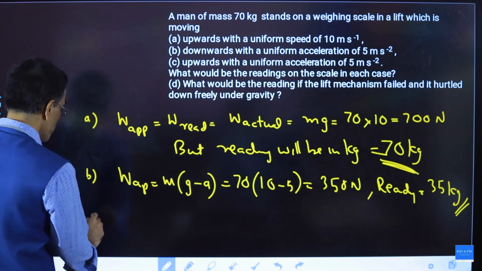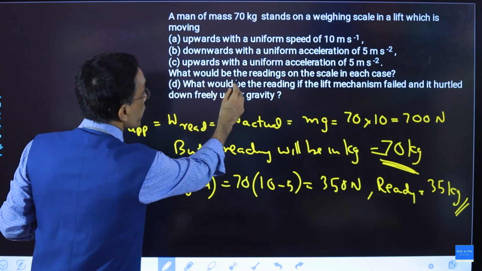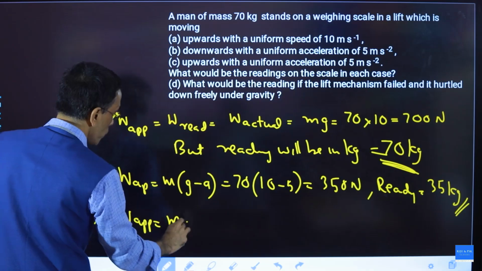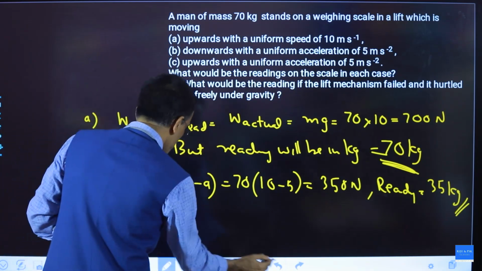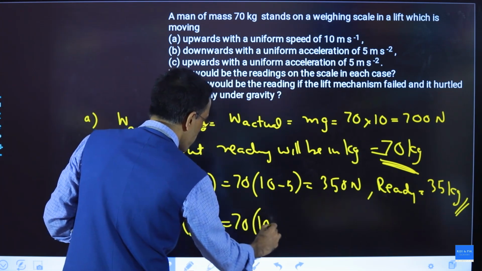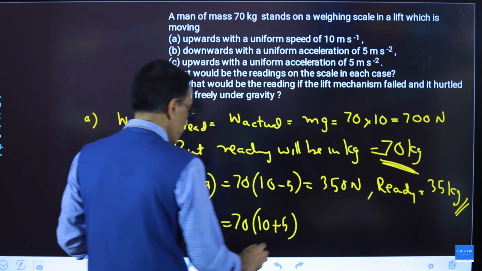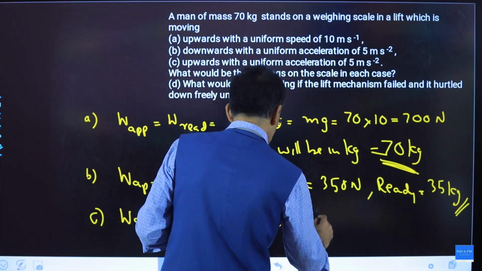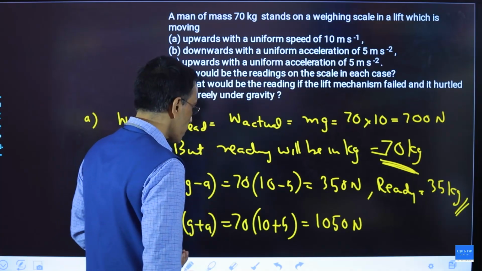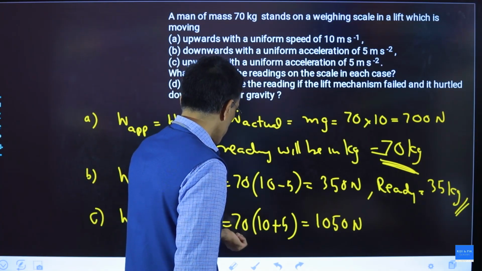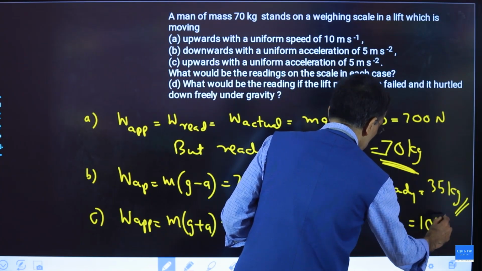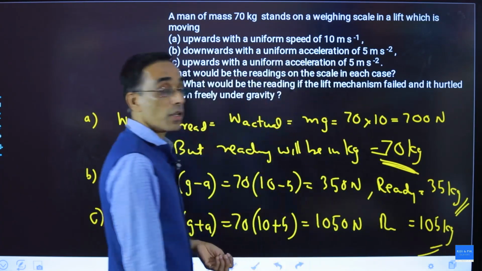Option C, moving upward with acceleration. So, there in the third case you will see W apparent is equal to m into g plus a, which is 70 into 10 plus 5, that is 15 into 7, that is 1050 Newton, right, 15 into 7, yeah, but the reading, how much is the reading? Reading will be 105 kilogram.